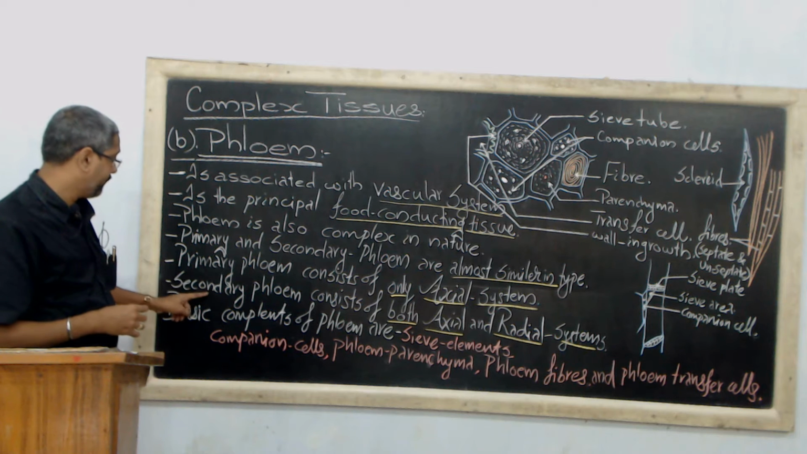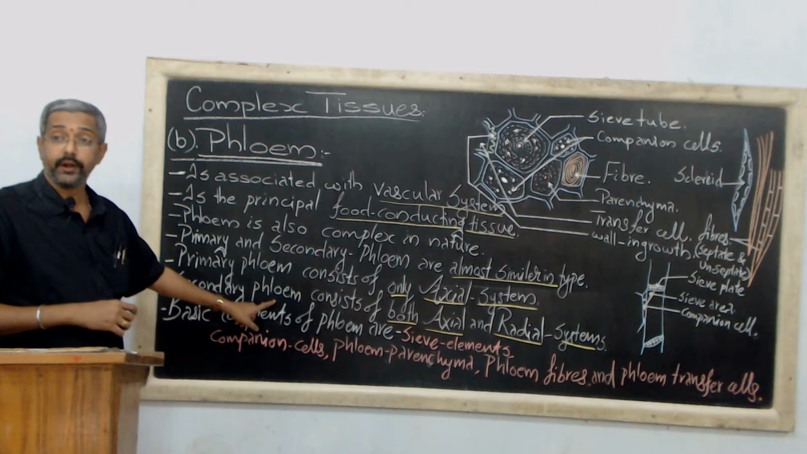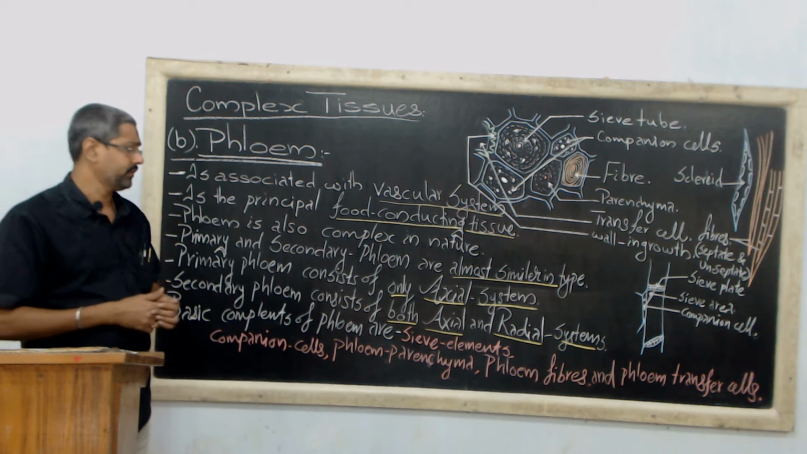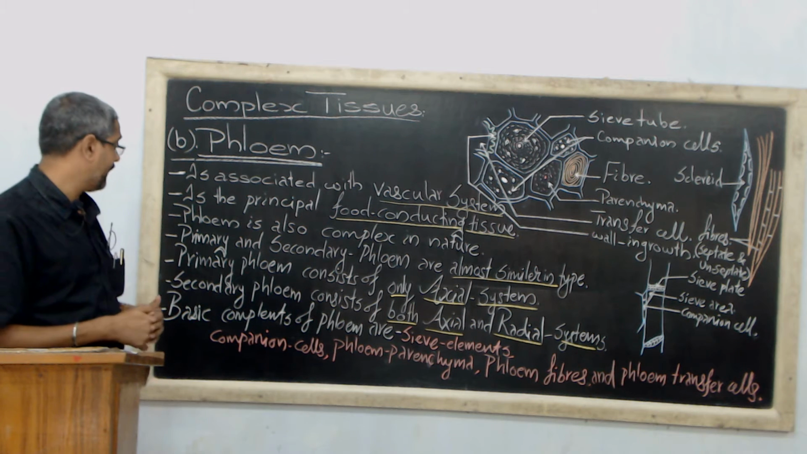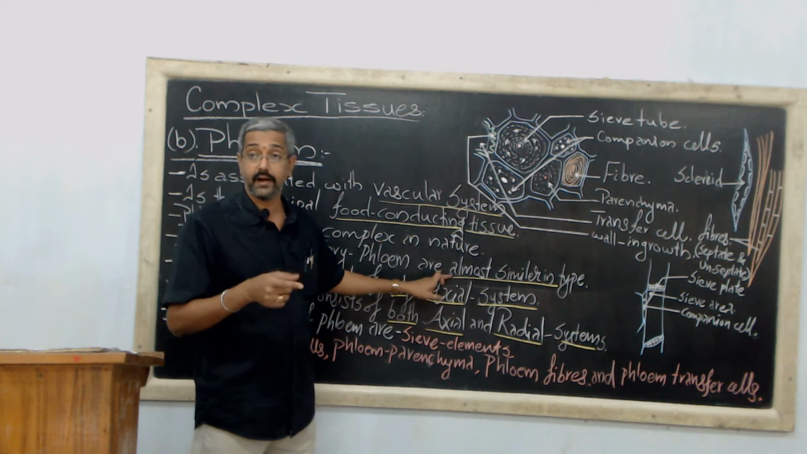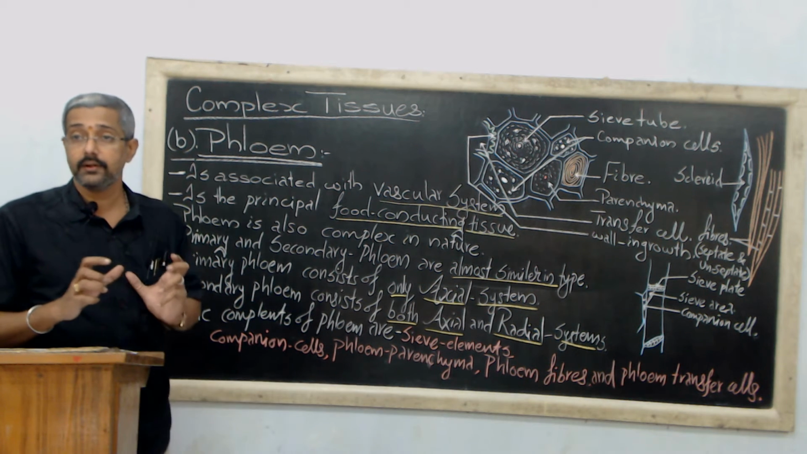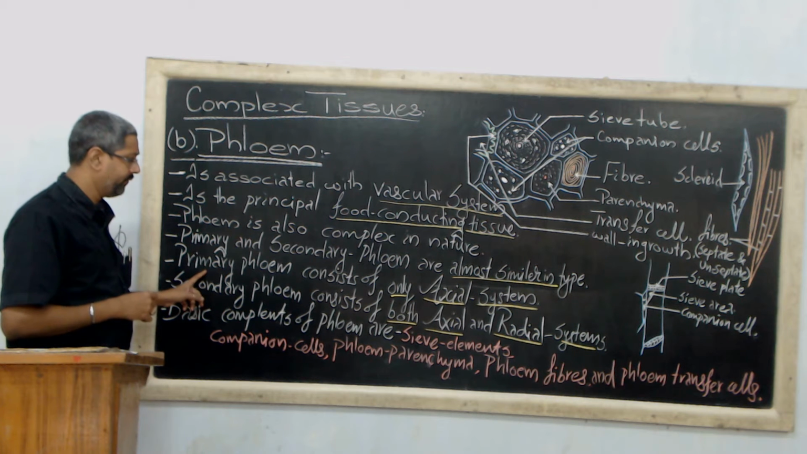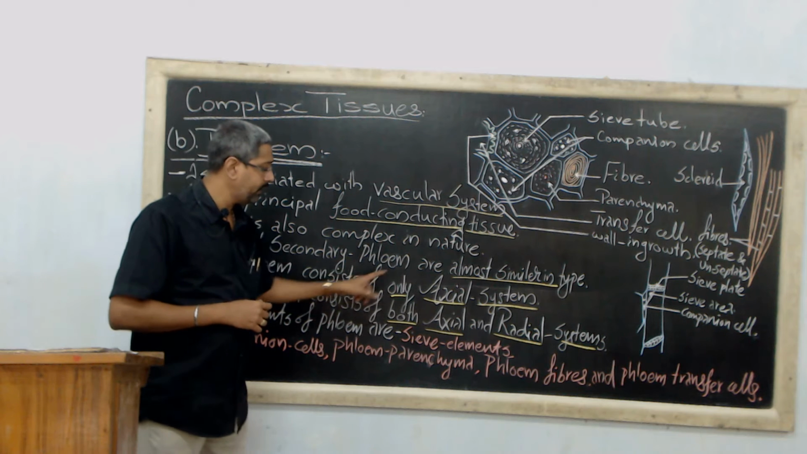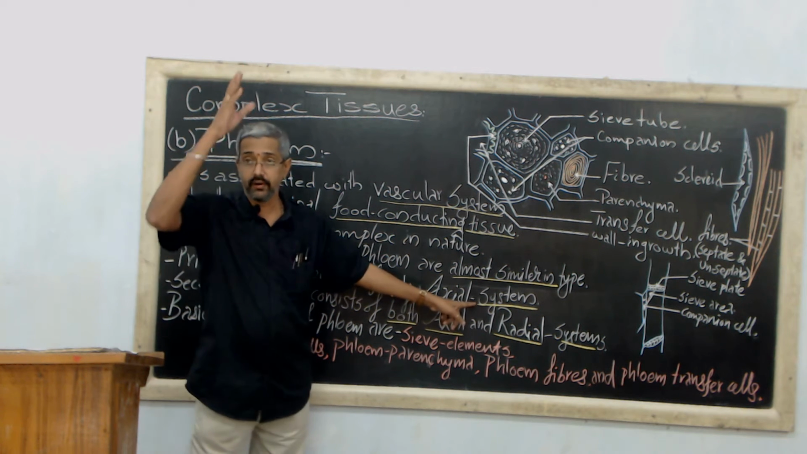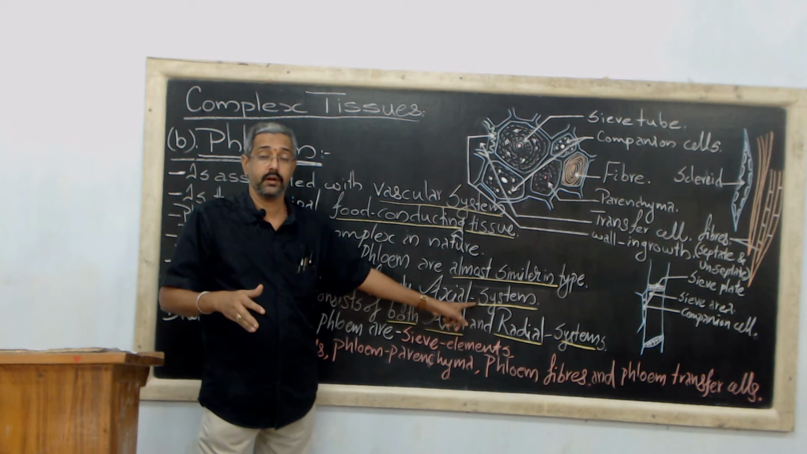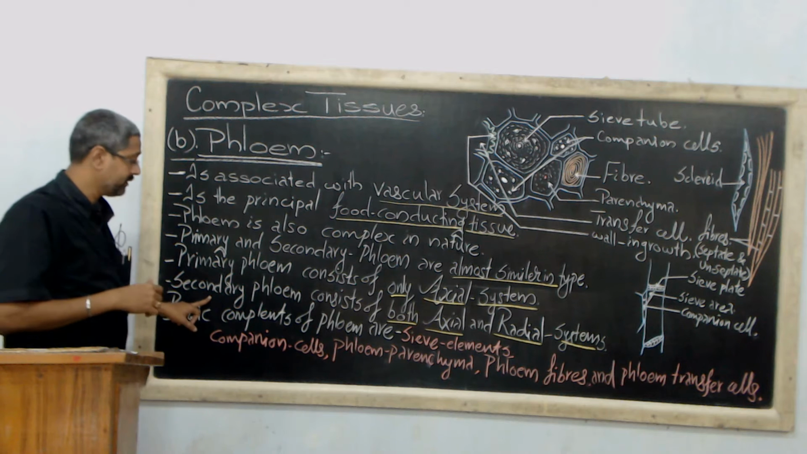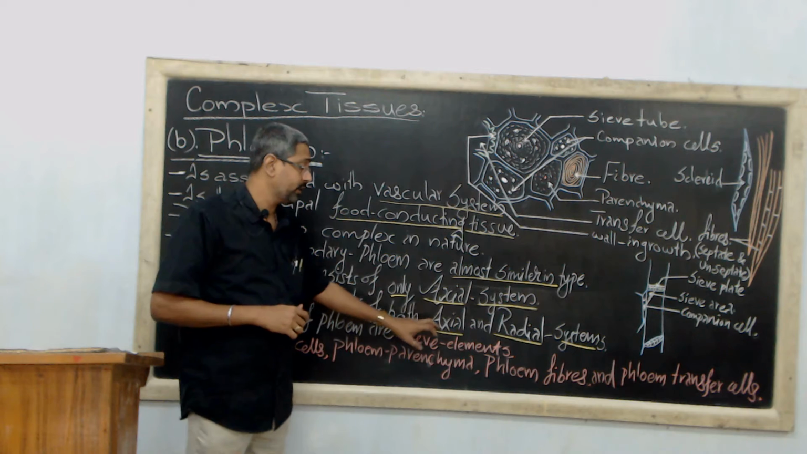Coming to the secondary phloem, which is derived during secondary growth in thickness, it consists of both axial and radial systems. So that is the differentiation. Once again, primary and secondary phloem are almost similar in type, but we can see a slight variation. Primary phloem consists of only the axial system, that is the vertical system, the downward conduction in a vertical manner. The secondary phloem, during secondary growth and thickness, is differentiated and consists of both axial and radial systems.